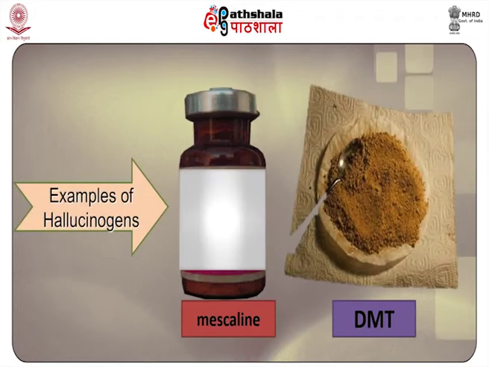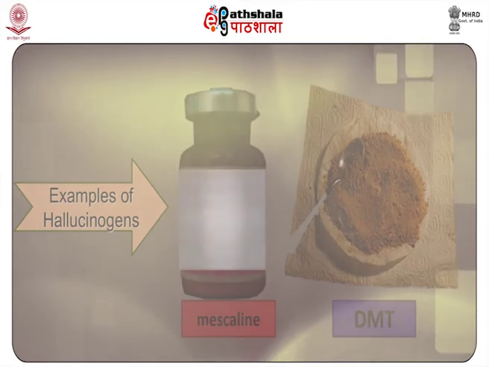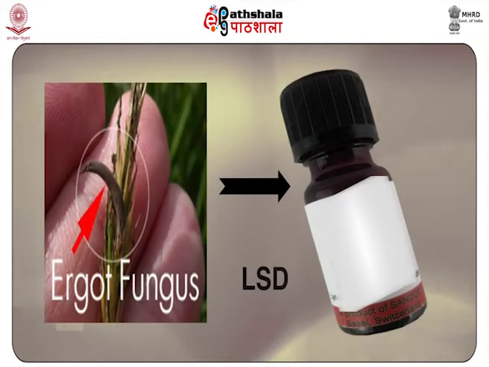Examples of hallucinogens include LSD, which is lysergic acid diethylamide, PCP, which is phencyclidine, DMT, also called dimethyltryptamine, mescaline, psilocybin, etc. LSD is synthesized from lysergic acid, which is a substance derived from ergot, which is a type of fungus. It attacks a certain type of grains. This is a very potent drug.